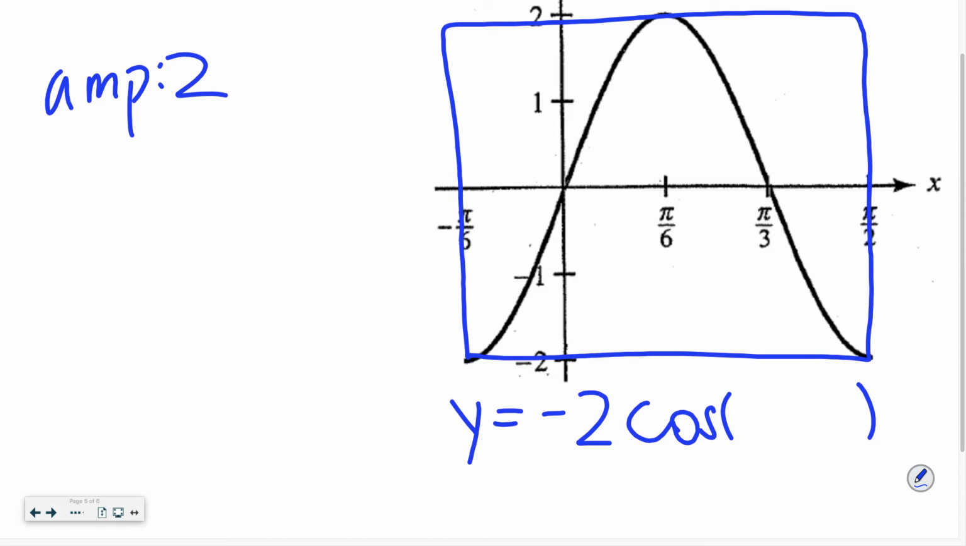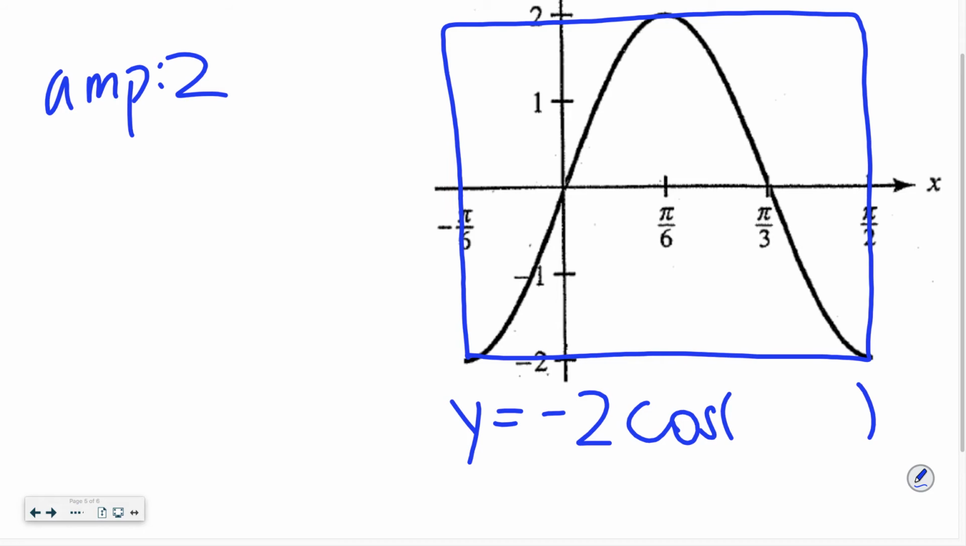Now, here is where not starting at 0 is going to make a little bit more work for us in the case of identifying the period. The period is not pi/2. That's where our frame ends, but our frame begins at -pi/6. How do we determine the length horizontally?